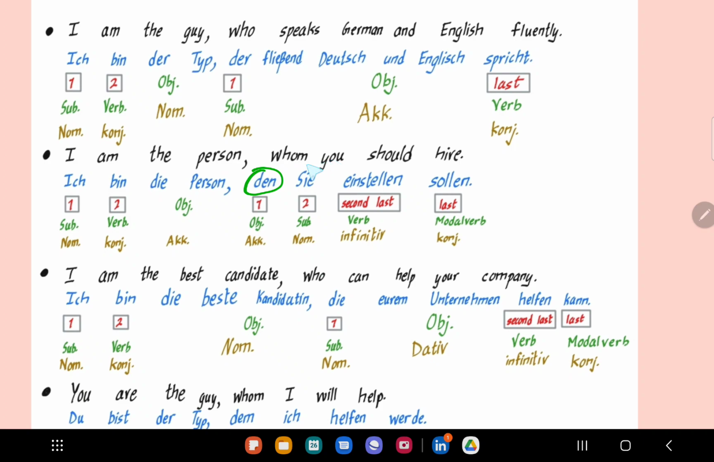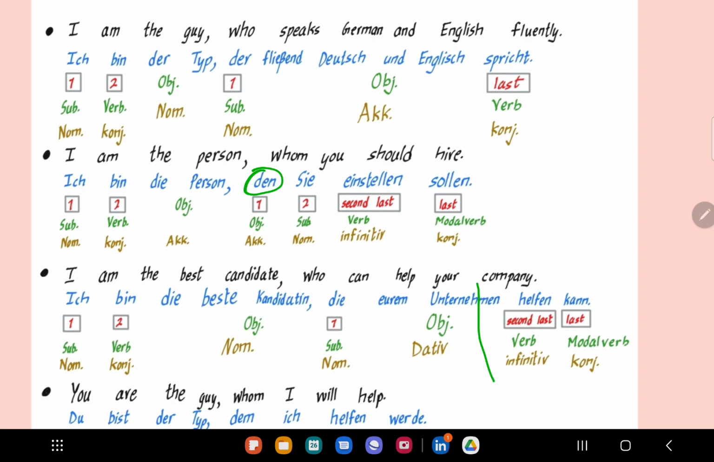I am the person whom you should hire. Whom is now the object of the second sentence. Still it is at this position over here, right? So in Relativsätze or in relative sentences, the object of the first sentence, whatever pronoun you use for it here in the second sentence, it will be here. Doesn't matter whether it is subject or object. So for example, here die eurem Unternehmen helfen kann. Here die is the subject, right? The only thing you need to remember is that the verb goes to the last position.